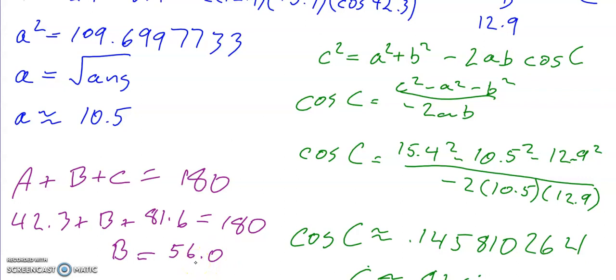Boom, boom. Actually, let's see, 42.3 plus 81.6, and then 180 minus that answer gives me 56.1. There we go. So B is 56.1. Boom.